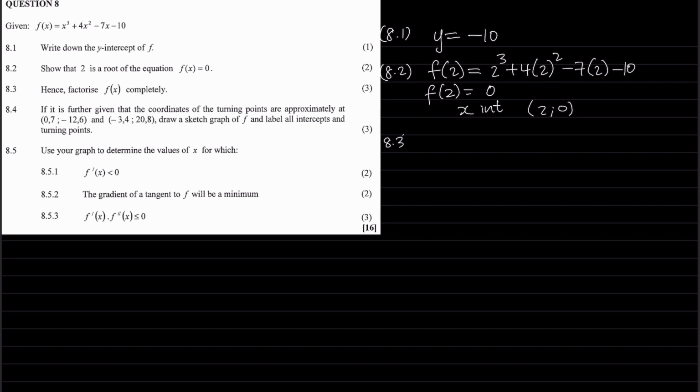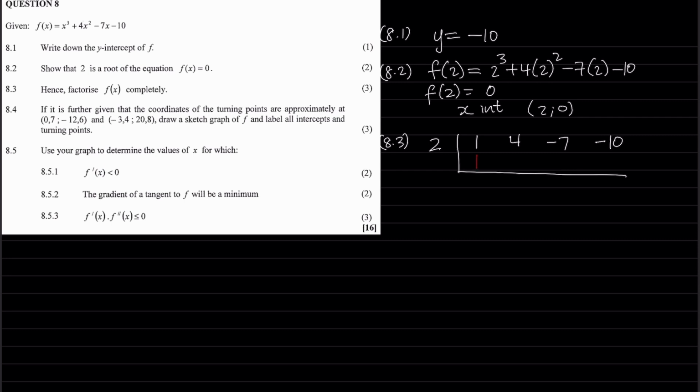Question 8.3. Factorize f of x completely. Okay, now what we'll do is factorize it using synthetic division. So let's set up the equation. We are dividing 2 into it, and now we use the coefficients. So 1x cubed, 4x squared, minus 7x minus 10.